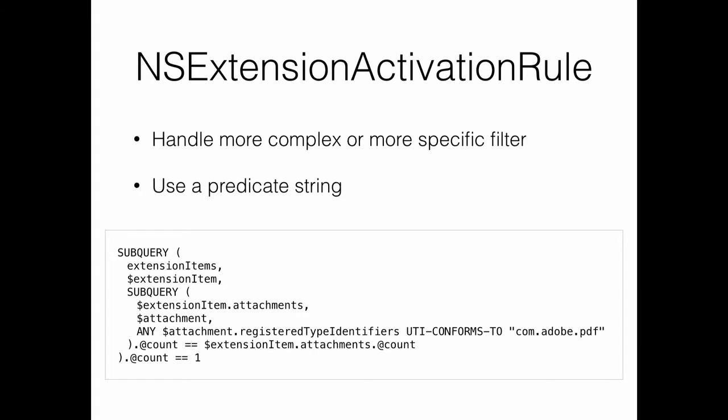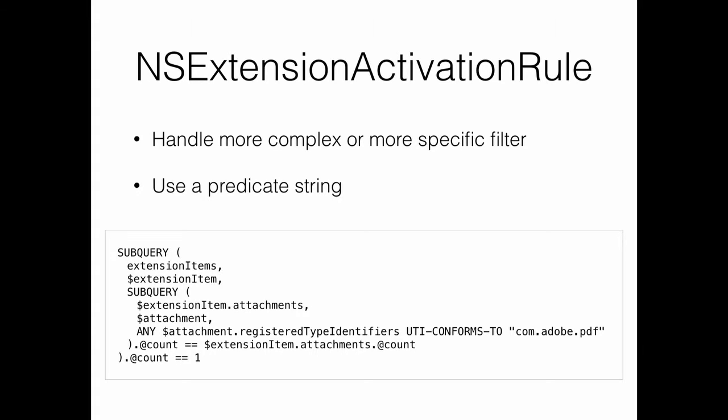So sometimes, though, you want to get more complicated. And as I said, that activation rule could also be a string. If you use it as a string, what you're actually doing is using a predicate string. And so you can use this to build more complicated, more specific types of filters.